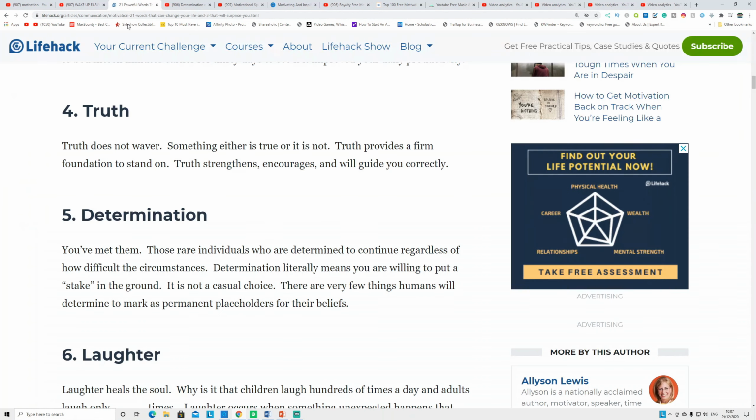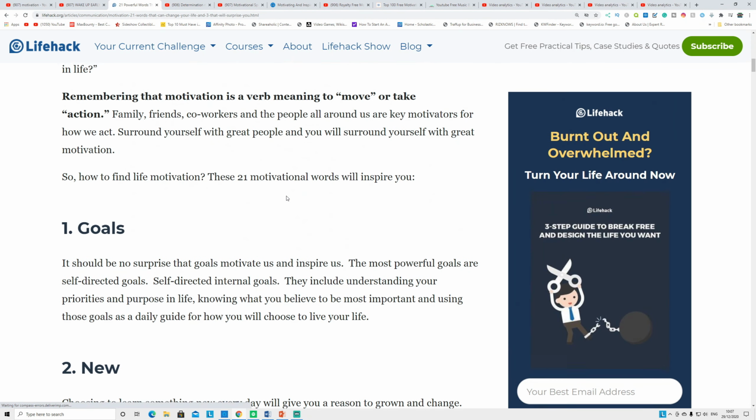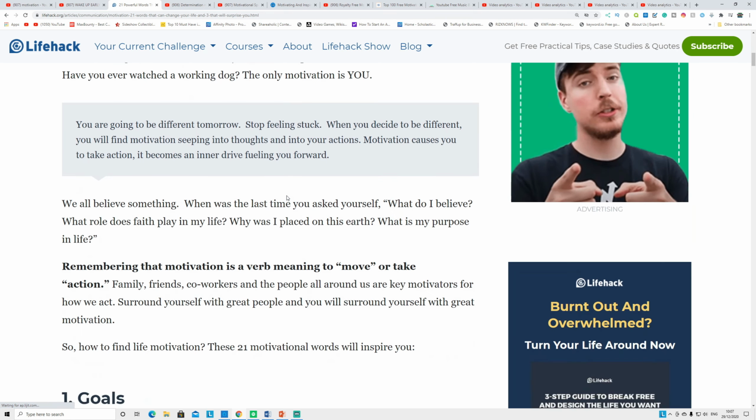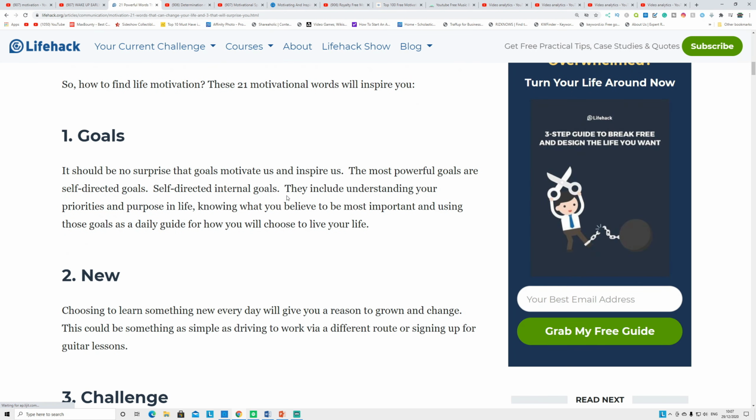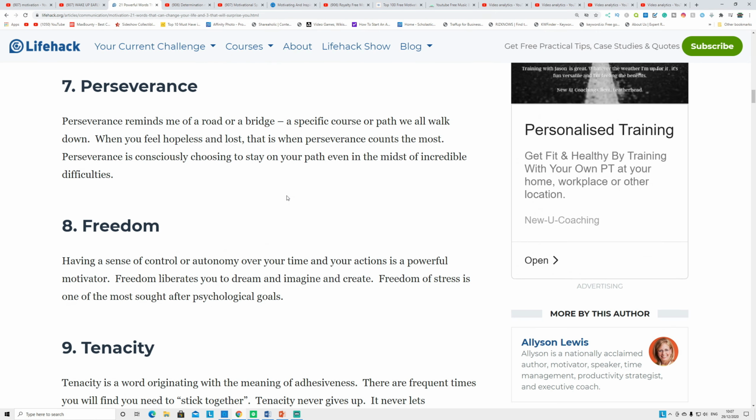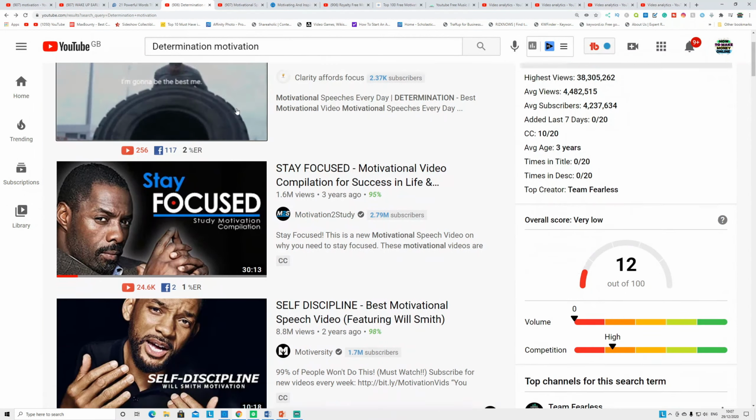For example, I just went to Google and typed motivation-related associated words. There's an article that people wrote about 21 powerful words that will give you more life motivation, or associated with motivation, like goals. So goals are under motivations, the challenge too, determination, laughter, and freedom. So you can find a specific topic under a specific niche by searching on Google, guys. Here I'm going to target determination. So what I did, I went to YouTube and typed determination motivation and found these videos.